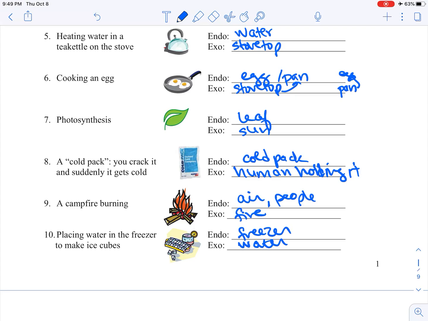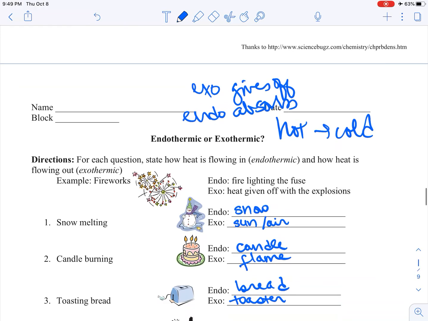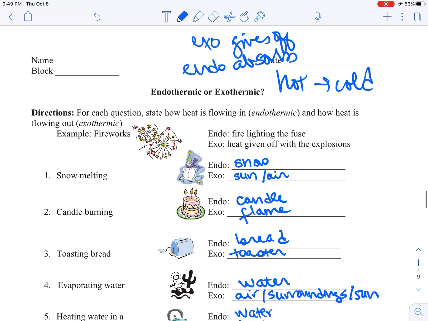Now this takes a little while to get used to, but remember, heat is always flowing from hot to cold. Exo gives off heat, and endo absorbs. And there's always two sides to any interaction. Something's giving off and something's absorbing. Okay, thanks.